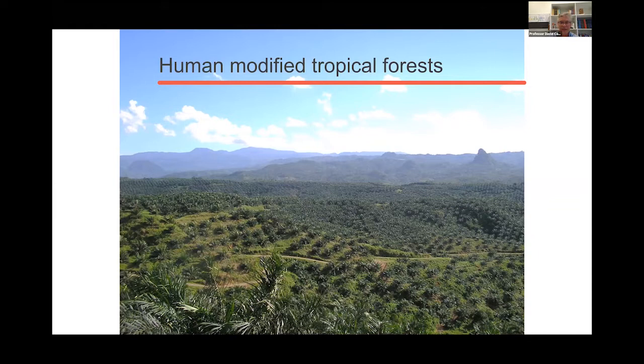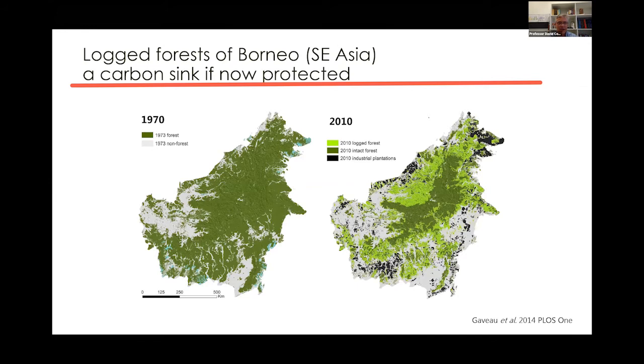And so over the last 40, 50 years, we've just seen this dramatic change in forest cover through Borneo, from a largely forested country — that's a large island in Southeast Asia — a largely forested country in the 70s to today, when the light green areas are logged, often heavily logged forests, and the black areas are plantations. And so we've now actually got amazing opportunities to protect those forests and for the value that they have as carbon sinks, drawing carbon dioxide out of the atmosphere.